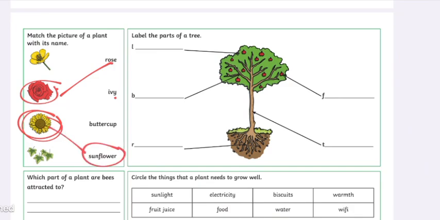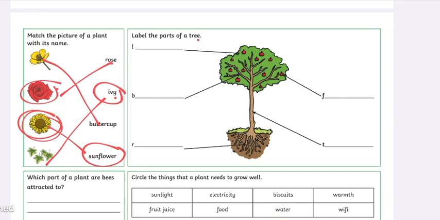The ivy, it's like a green leaf. So which one? The last one. And which one is butter? It means yellow. It looks like a buttercup. So which one? The first one. Now label the part of the tree.